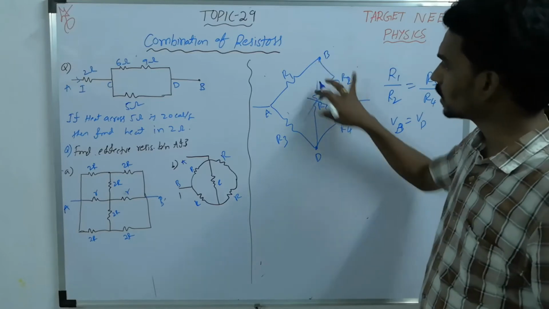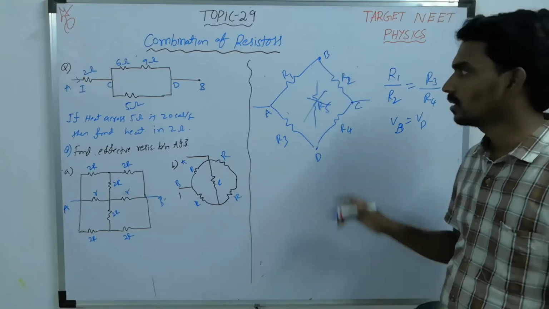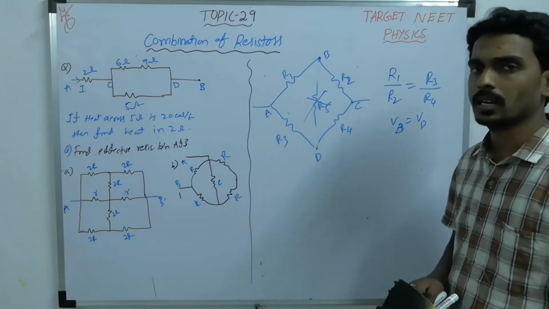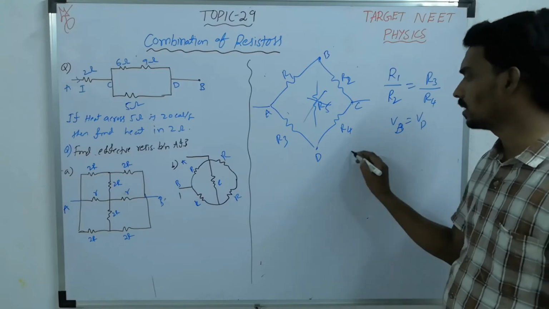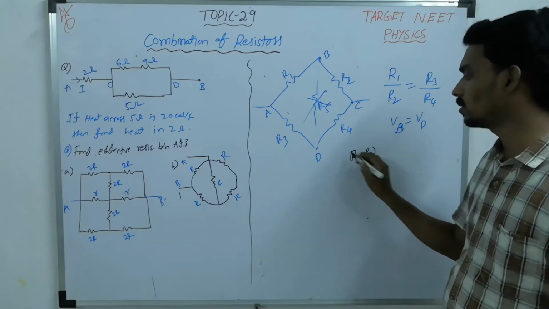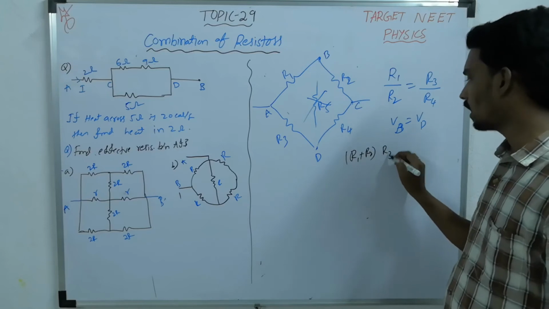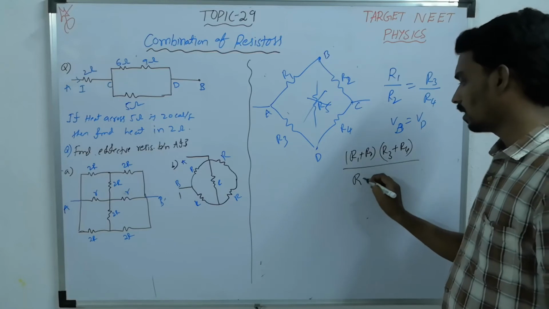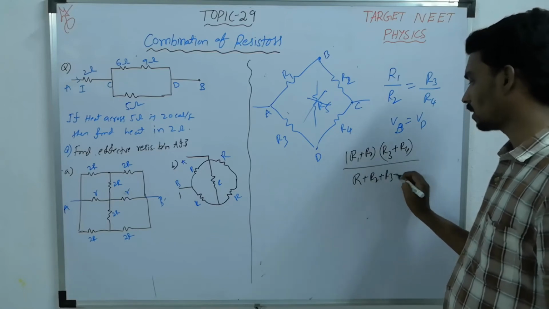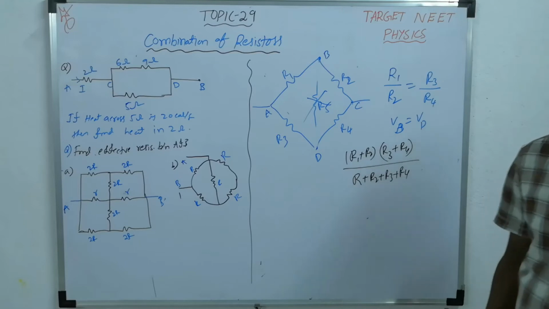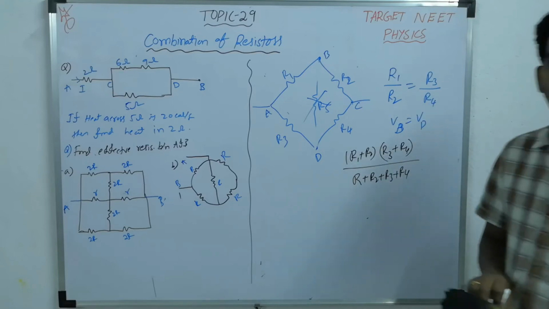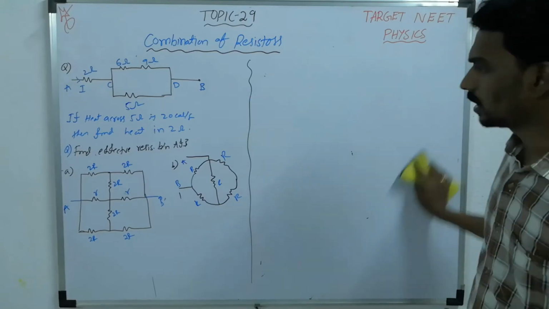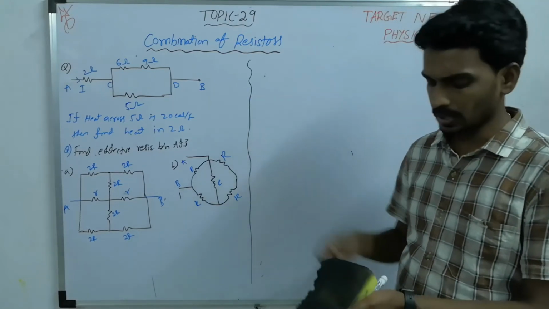Once you disconnect it from this circuit, then these two are in series, and the resultant is in parallel. Then the final value will become: R1 plus R2 is one branch and R3 plus R4 is another. These two are parallel, so the resistance is (R1 plus R2)(R3 plus R4) by R1 plus R2 plus R3 plus R4. Based on this data only, most of the times they will ask the questions. Let us solve 2-3 questions so that you will understand it.